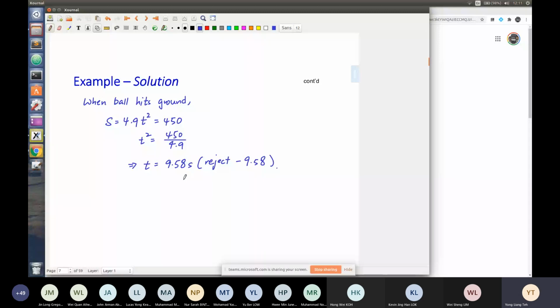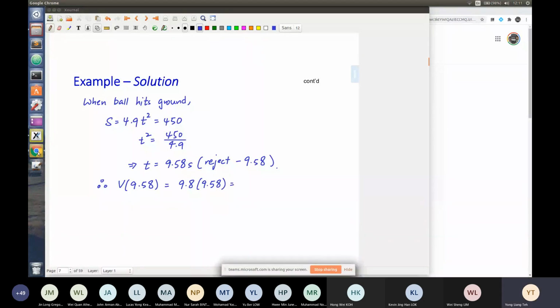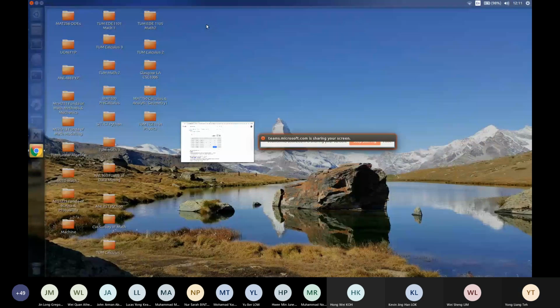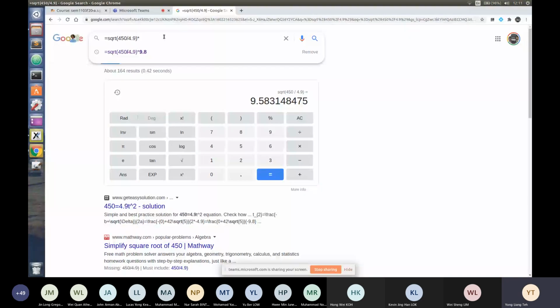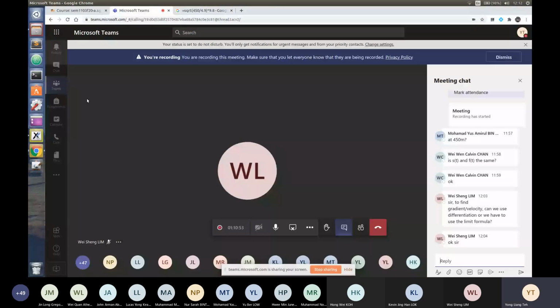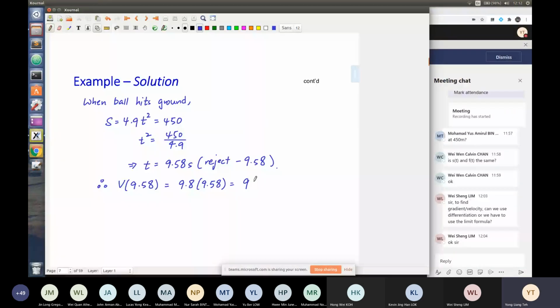Once you have that, then you just substitute. The velocity when it hits the ground is at t equals 9.58 seconds. So you can just take 9.8 multiplied by 9.58. That should give us the answer, 93.9. So this looks like 93.9 meters per second.